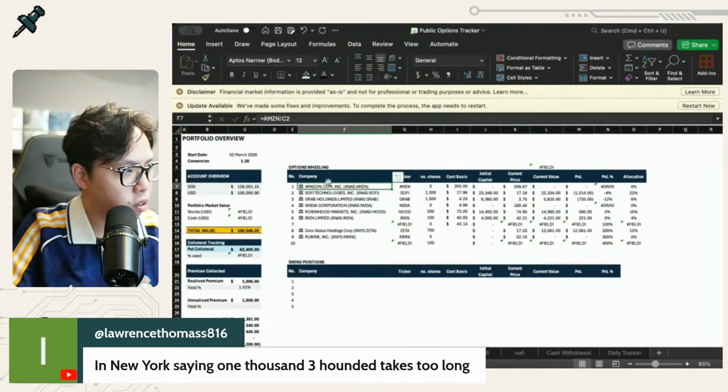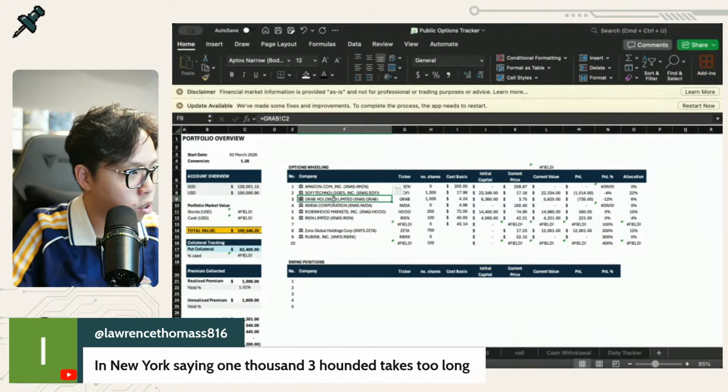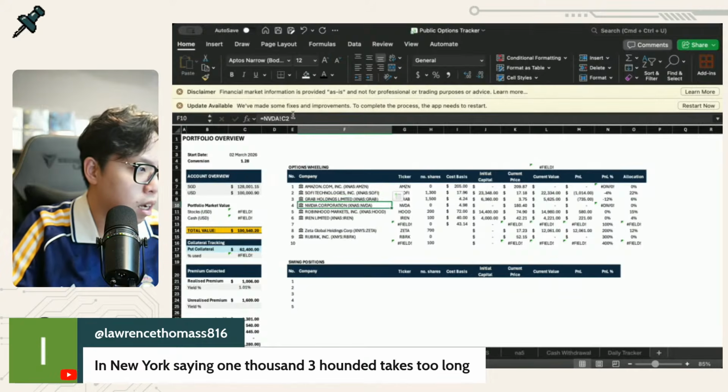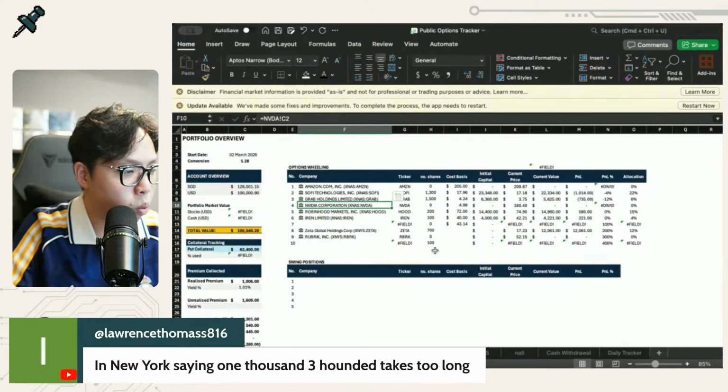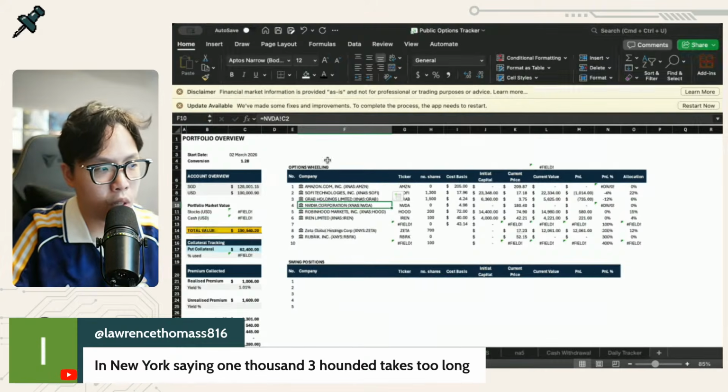Give me a minute. So Amazon gets it from C2, SoFi C2, Grab here. This might be controversial. I'm not sure whether or not I will be owning Nvidia in this portfolio because I'm already making SoFi such a big position.